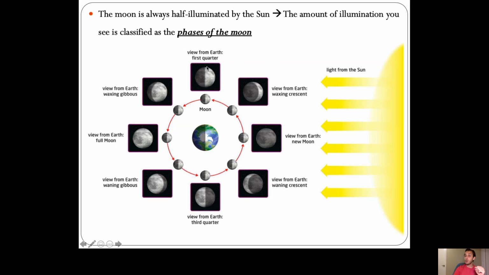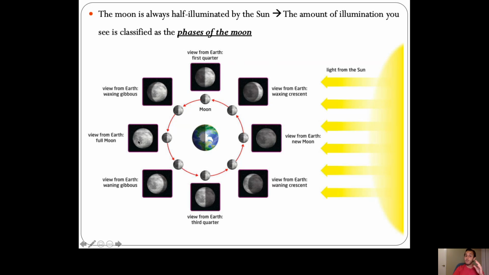Then we'll see the first quarter moon, which is actually half the moon illuminated. We see an image of half that flat piece of the moon illuminated. Then we'll see a waxing gibbous. And a waxing gibbous means it's increasing in illumination. That's what waxing means. And gibbous means 3/4 of the moon is illuminated. So where's my cursor? You can see that 3/4 is illuminated.